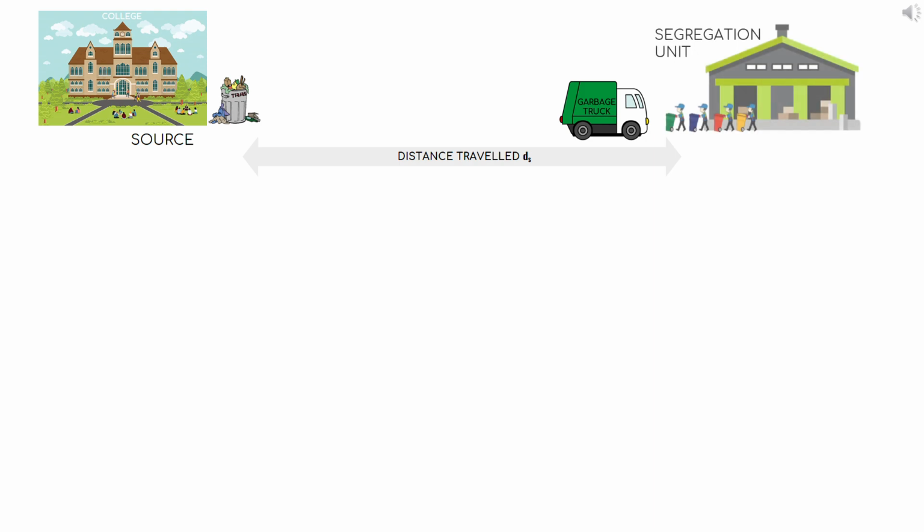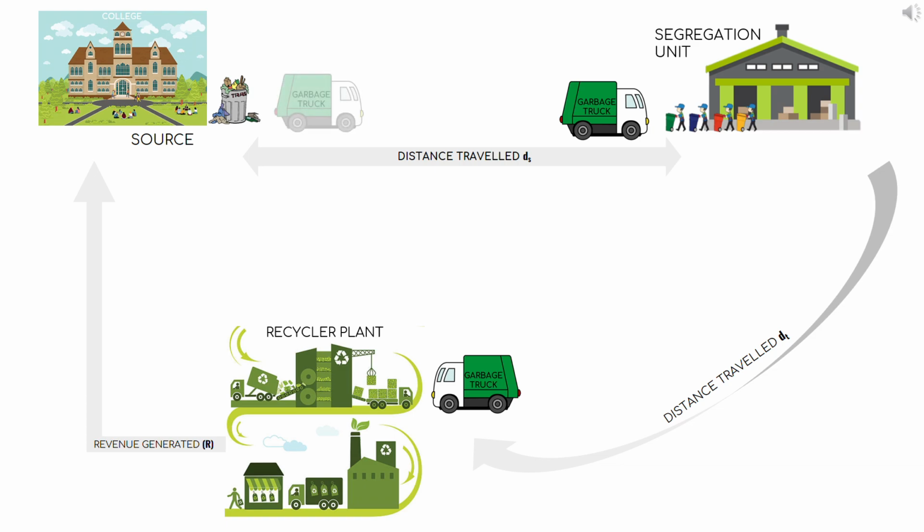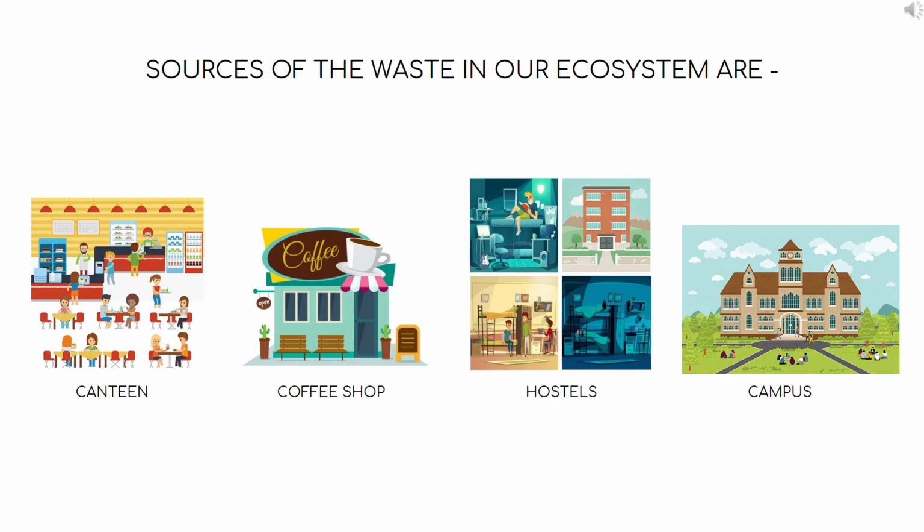This is the basic model that we'll be implementing in our college. The plastic collected from the source is transported to the segregation unit. The segregation unit will then segregate the plastic waste from other waste, which again will be transported to the recycler plant. The revenue generated from the recycler plant will be used for this transportation purpose itself. The sources of waste in our ecosystem include canteen, coffee shop, hostel, and campus itself.